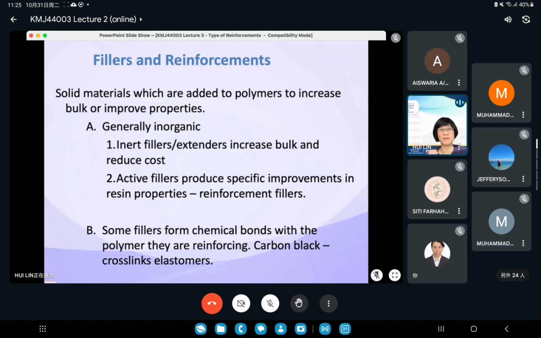Somehow, polymer can be very expensive. So the manufacturer usually adds fillers, and then it reduces the cost because they don't have to use as much polymer in the process to produce a product. For example, we can use calcium carbonate, which is very cheap and plentiful in Malaysia. Then carbon black as well, usually used for tires, and pretty cheap as well.